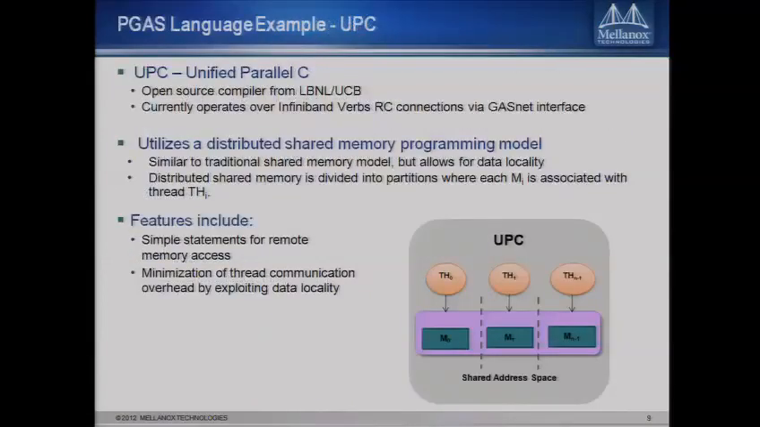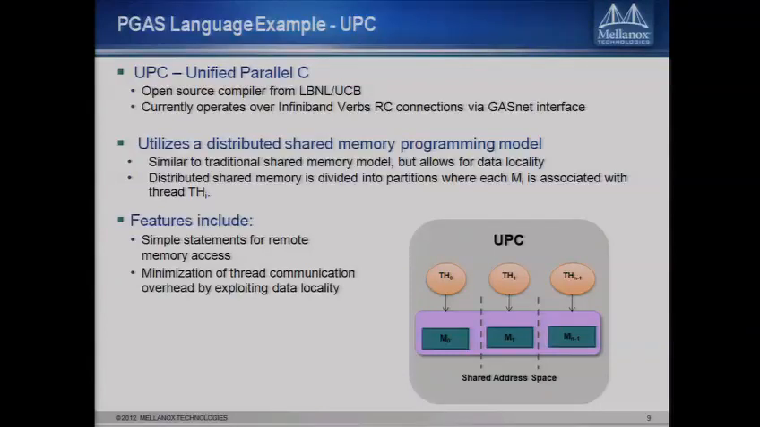So I'm going to give the example of one specific PGAS language, which is called UPC, or Unified Parallel C. This is an open source compiler. It's available from Lawrence Berkeley National Labs and University of California, Berkeley. It currently operates over InfiniBand verbs, RC connections, via something called a GASNet interface. And the interesting thing, and why I want to talk about UPC, is because we've taken our accelerators that I talked about earlier and incorporated those into GASNet.